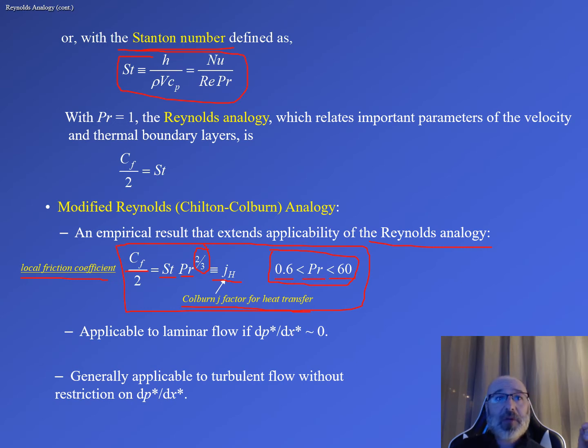Now, this is going to be applicable for laminar flow if our pressure differential right here is approximately equal to 0. And it's generally applicable to turbulent flow without any restrictions on that.